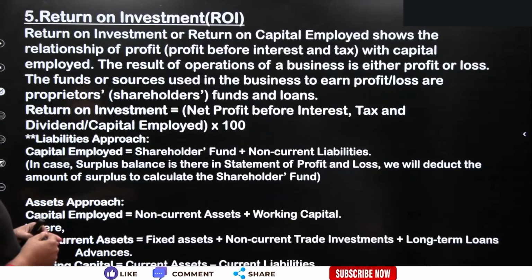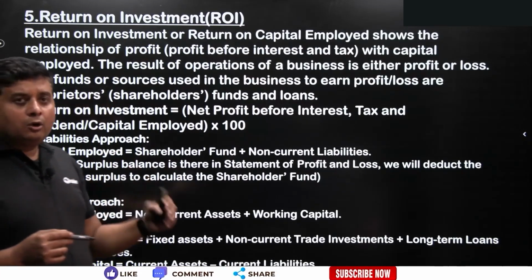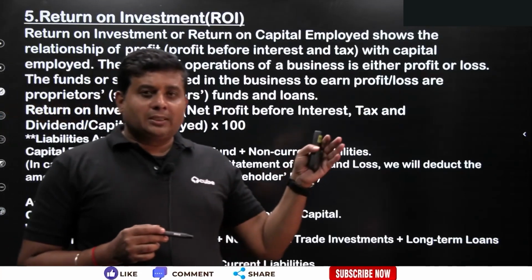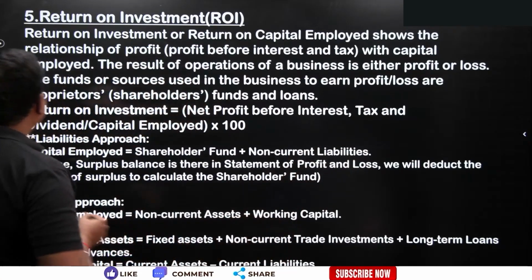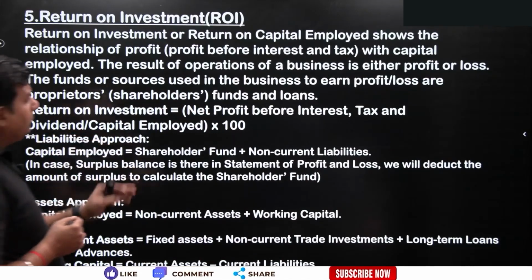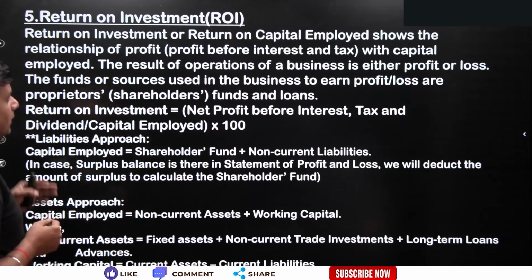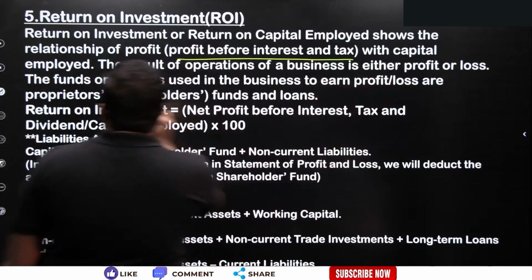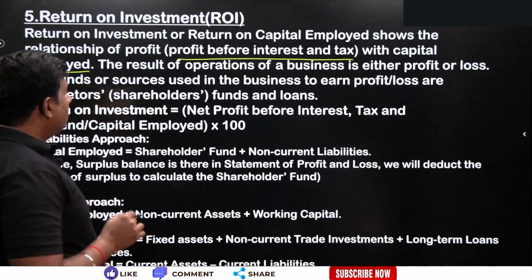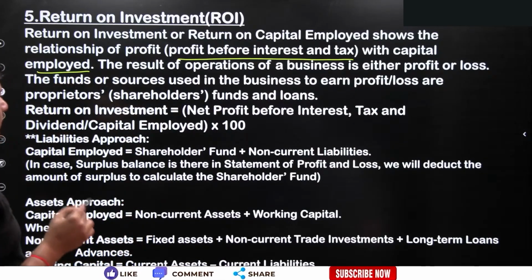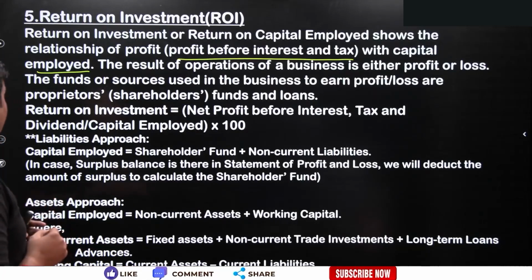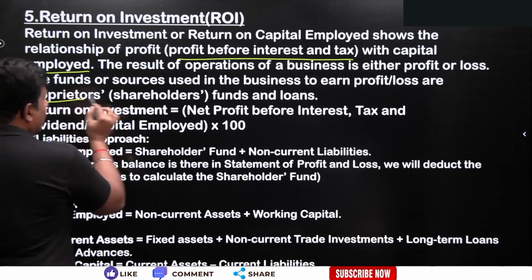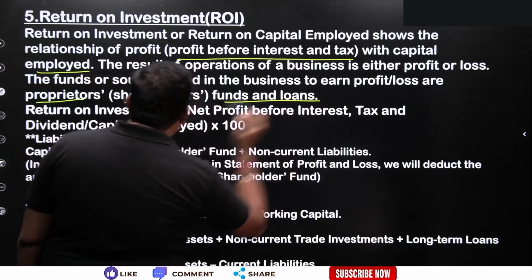Now, this is the last ratio, return on investment, ROI. We can also call it return on capital employed, ROCE. So, return on investment or return on capital employed shows the relation of profit before interest and tax with the capital employed. The result of operation of business is either profit or loss. The funds or sources used in the business to earn profit or loss are proprietors', shareholders' funds and loans.